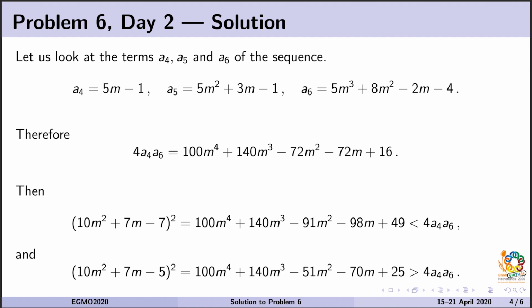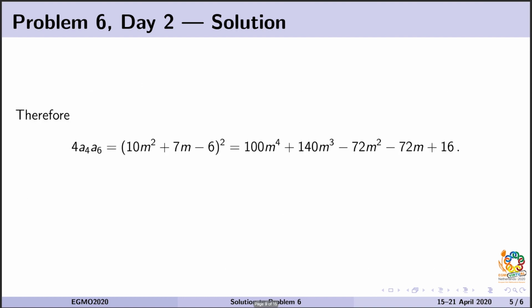Given that a4 times a6 is a square, it follows that 4a4a6 should equal (10m squared plus 7m minus 6) squared, and so this square should equal the quartic expression we had before. Equating these two, we get a quadratic equation in m, which is m squared minus 12m plus 20 equals 0. Solving this, we get m equals 2 or 10. This completes the only if part.